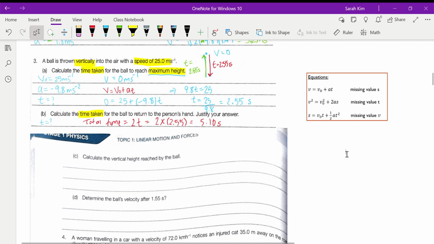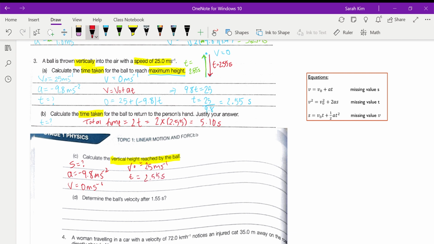Alright, let's keep going and figure out the vertical height reached by the ball, so the maximum height. So the value we're trying to find is S. Obviously, we are considering negative 9.8 meters per second squared as our acceleration. We've got V equals 0, my V naught equals 25. And I'm pretty sure we have another fact, which is the time, because we calculated that.